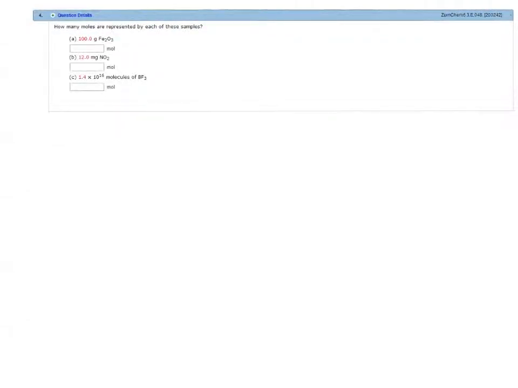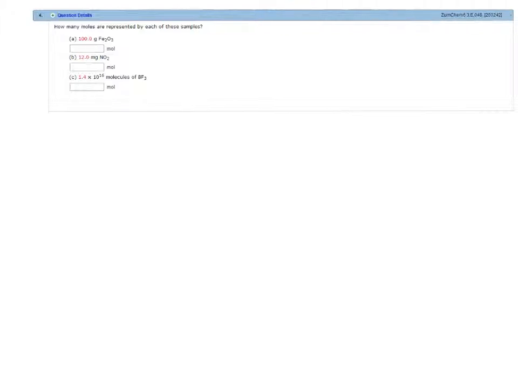In this problem, they're asking us to calculate how many moles are found in each of the samples. In each case, actually in the first two cases, they're giving us a mass, and in the third case, they're giving us a number of molecules. So general strategy for part A, they give us mass in grams directly, so we'll just use the molar mass of iron 3 oxide to get to moles.